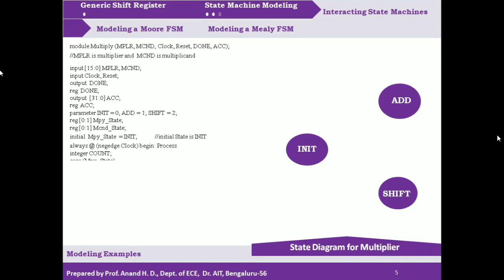Then we shall have the always statement: always at the negative edge of the clock we need to begin the process, and then we consider a variable count of type integer. Then we have a case statement which is sensitive with respect to multiplication state. Okay, and then we are considering one more variable, done.